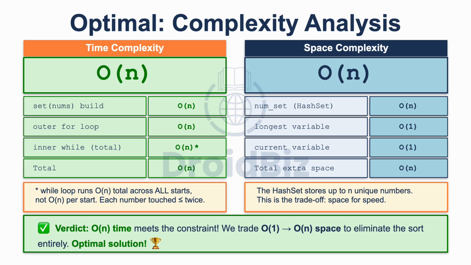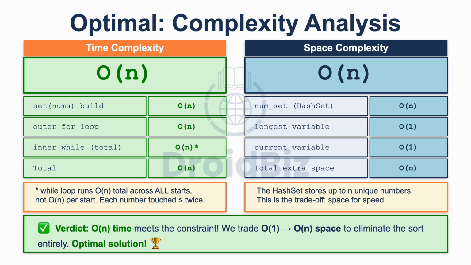Now here is the subtle but important point about the inner while loop. It does not run big O of n times per iteration of the outer loop. Across all sequence starts combined, the while loop touches each number at most once. So the total work across all while loop runs is still big O of n. Adding it all up, big O of n plus big O of n plus big O of n is still big O of n. The total time complexity is big O of n. This satisfies the problem constraint.